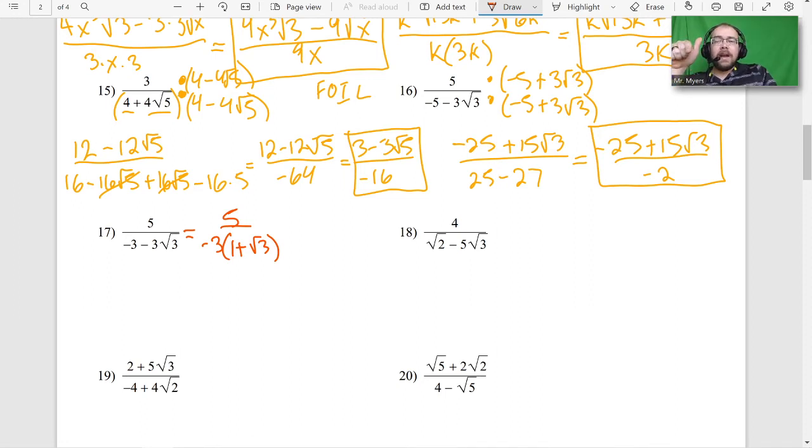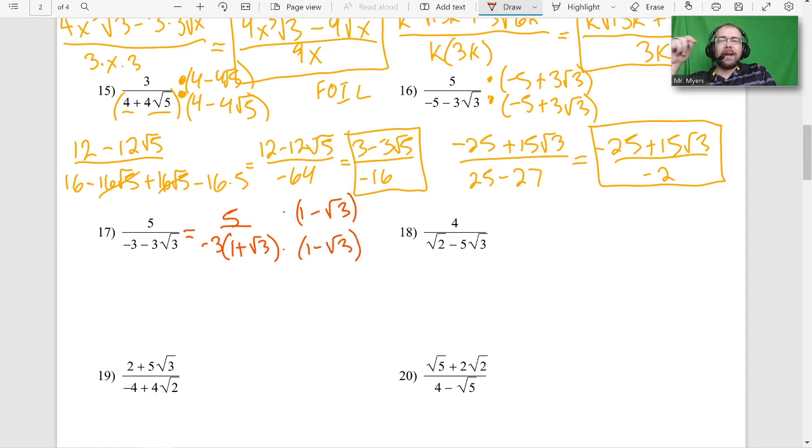Now, here's the thing. I don't have to multiply by negative 3 on the top and the bottom. The thing I need to multiply by is the binomial with the root in it. So I can actually ignore the negative 3 now and just multiply the top and the bottom by 1 minus square root of 3.